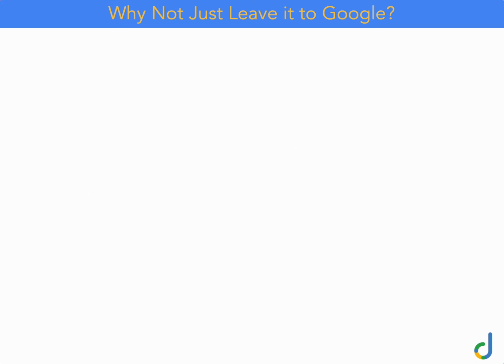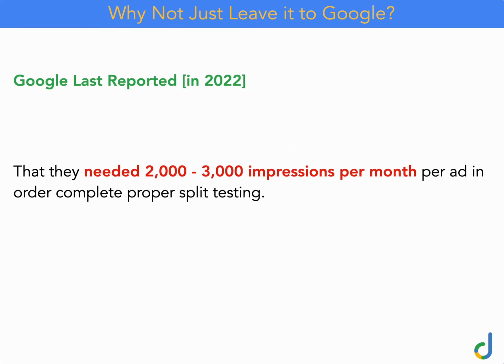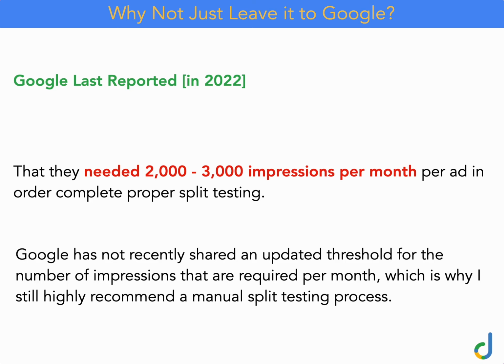I just want to drill down on this a little bit further. Google last reported in 2022 that they needed 2,000 to 3,000 impressions per month per ad in order to complete proper split testing. Google has not recently shared an update for the number of impressions required per month, which is why, as I said, I still strongly recommend a manual split testing process. I know I spent a couple of pages on this, but I really want to reinforce that Google will say that you only need 1 ad, but we're still seeing very strong data that split testing will give you better results for your campaign.